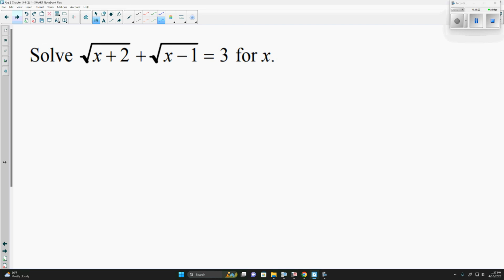We will cover one like this when we go over 5.4.3. We'll look at these here, where we have more than one radical. This is where step 3 is going to come into play.